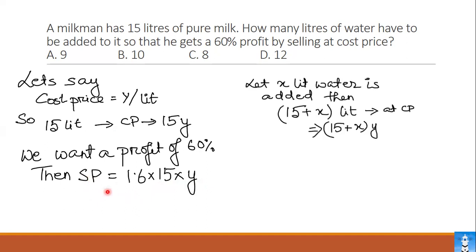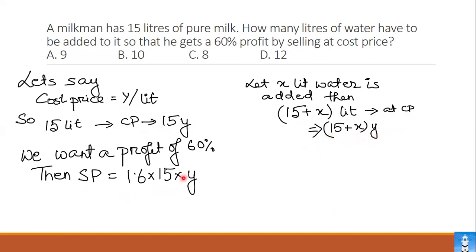Therefore, let X liters of water be added to it. Then 15 plus X liters would be the total amount of milk plus water mixture that you have. And this much you have to sell at CP, or the cost price, which is Y per liter. So 15 plus X into Y is going to be your total selling amount.